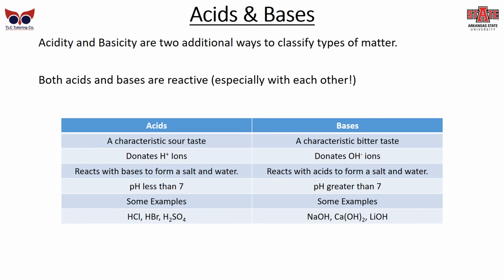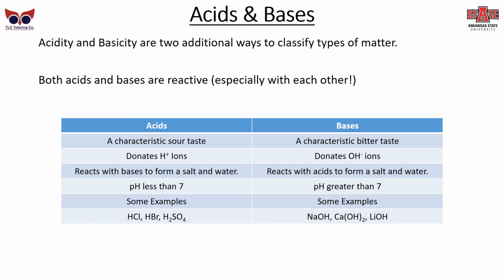Now, in a general sense, acids and bases, or acidity and basicity, are two additional ways to classify matter. Both acids and bases are very reactive, especially with each other. So we just want to run through a few characteristics here. Acids generally are described with a sour taste. When something tastes sour, like apples, that's because it has high acidity. Same with coffee, things of that nature.